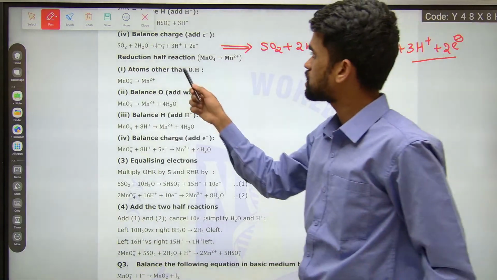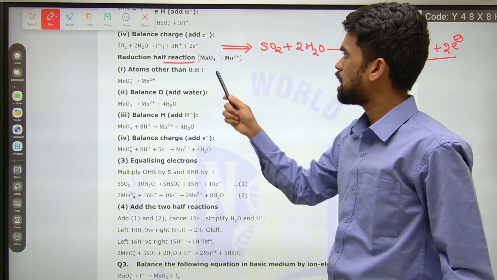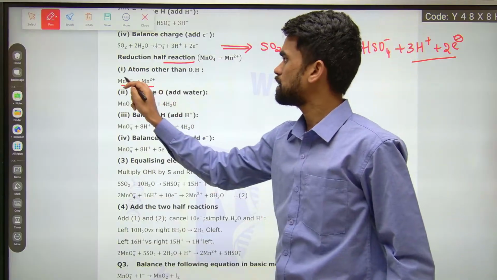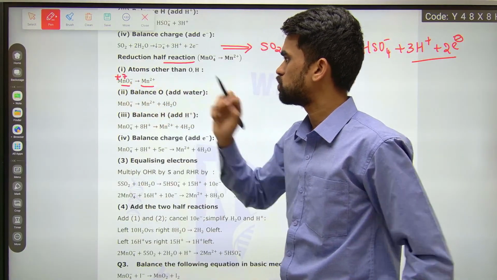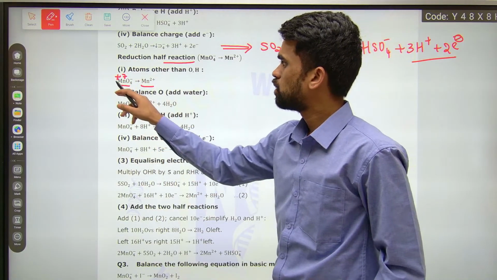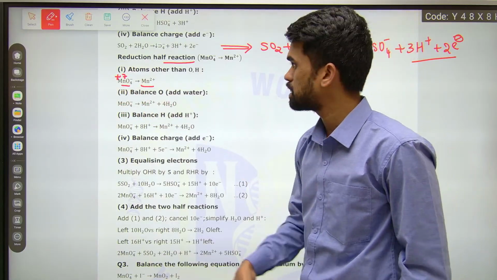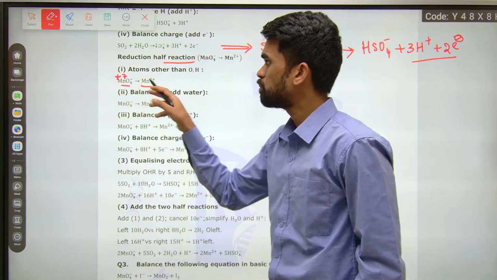Now look at the reduction half reaction. See what is happening? MnO4 minus converting into Mn plus 2, right? So plus 7 oxidation state converting into plus 2. Now how many manganese are there? 1 at the reactant side, 1 at the product side. That is fine. Now how many oxygens are there? Reactant side 4 are there, product side 0.